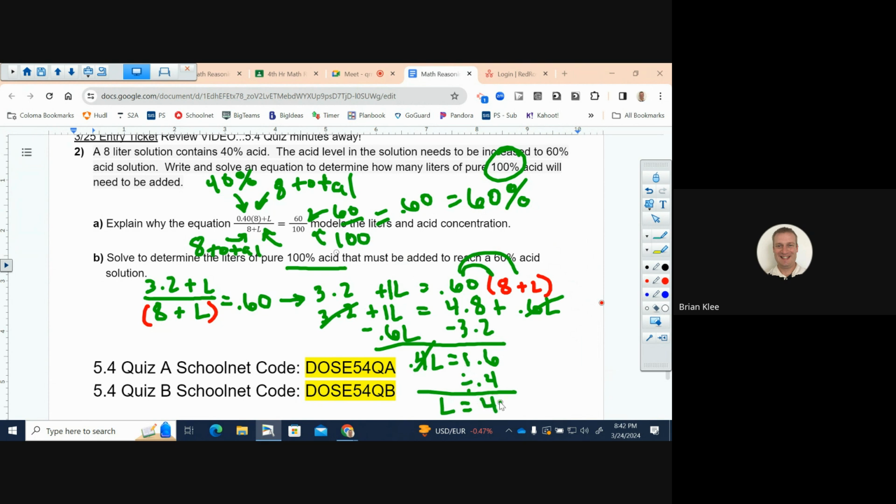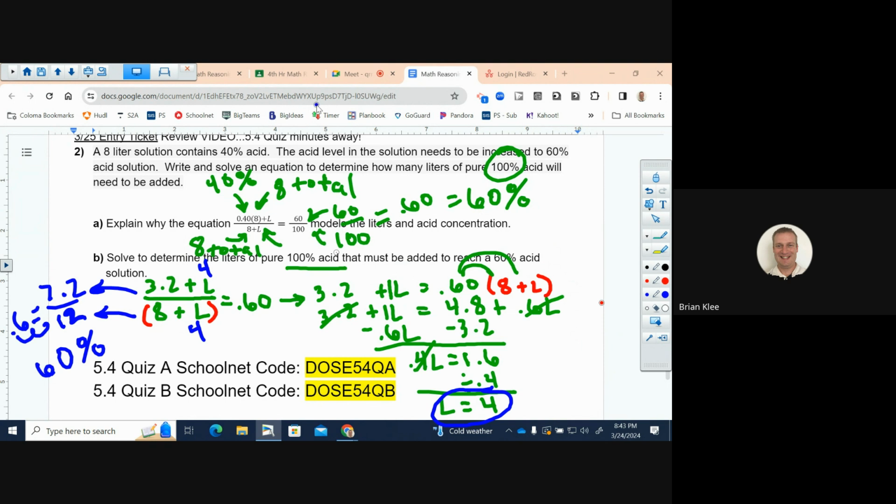Last part that you can do, and that's why I'll put this in blue, you know you're right if you take that 4, you put it in here, you put it in here. 3.2 plus 4 is 7.2. 8 plus 4 is 12. If I do 7.2 divided by 12 on a calculator, it comes out to 0.6, which if we slide the decimal 2 times is 60%.